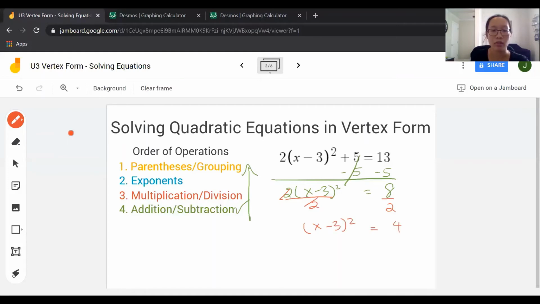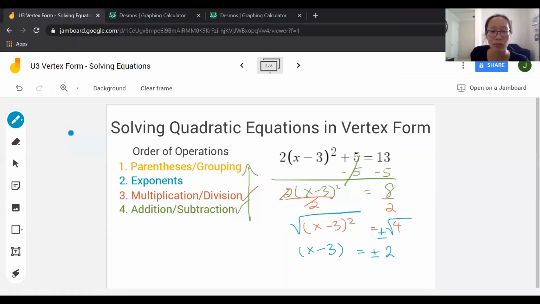Next, I'm going to undo my exponent by taking a square root. And the important thing is when you take a square root, you have to give a positive and a negative root. This leaves you with x minus 3 is equal to positive 2 and negative 2, because positive 2 times positive 2 is 4, negative 2 times negative 2 is 4.